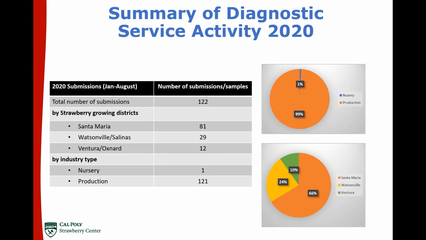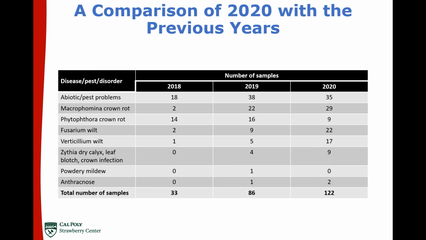To quickly report on sample submissions from this year so far, we received a total of 120 samples mainly from production fields. The majority of these samples came from Santa Maria. A significant percentage of samples were negative for tested pathogens.